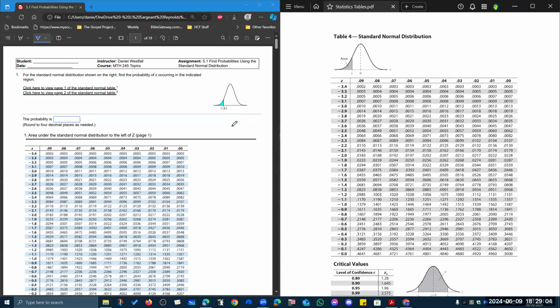The main thing to know here is that the area under the curve is the probability of that event occurring. So for the probability that Z is less than negative 1.61, we look up the area under the curve. Negative 1.61 is 0.0537.